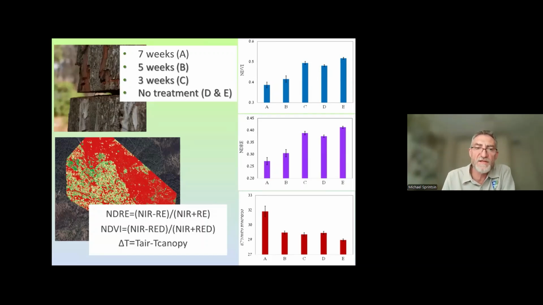Then we obtained drone imagery 3 weeks after the exposure, 5 weeks and 7 weeks after the exposure. The imagery was taken in two spectral ranges, in the thermal part and near infrared part of the spectrum. And these are some results. I would say the results were not promising at all.